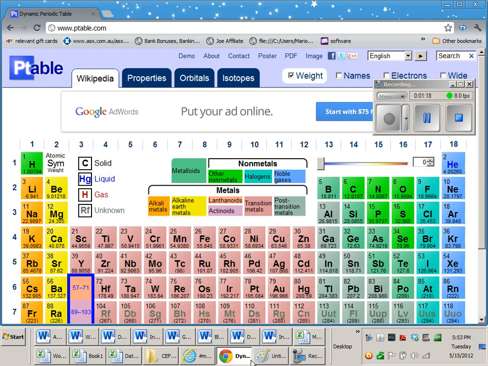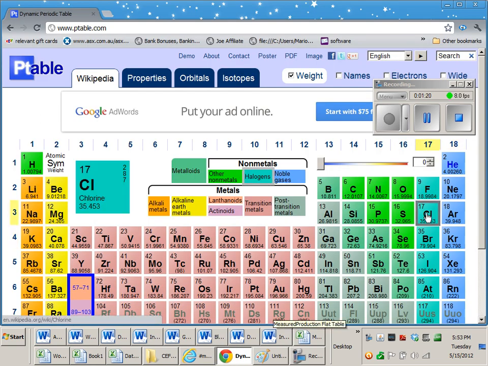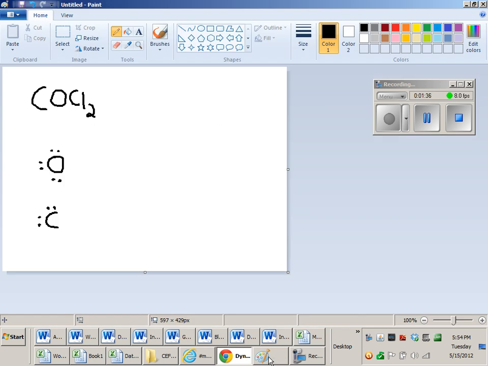How about the chlorines? Well, chlorine is in this row 17, so it has 7 valence electrons. It needs 1 more valence electron to fill its octet. So I'm going to draw 7 valence electrons around each chlorine. Actually, I can use the magic of paint to just draw it once and then copy it. So I'll try to do that.